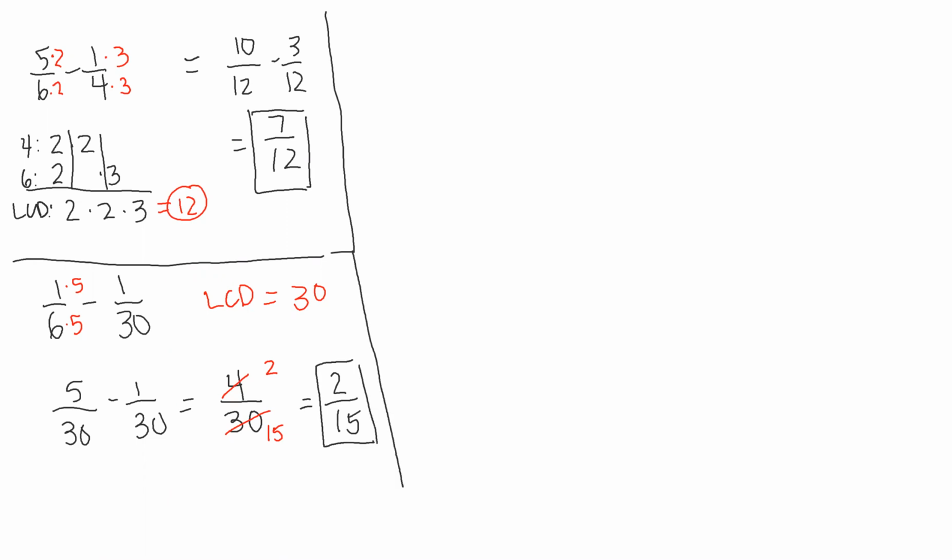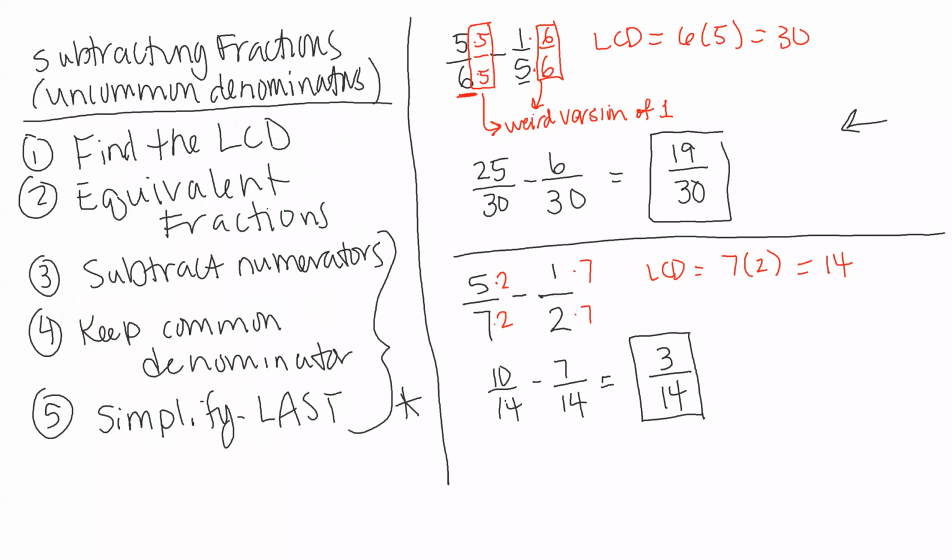So let's do just a really quick recap. Subtracting fractions with different denominators, you find the LCD. You look for equivalent fractions. Using the LCD, you subtract your numerators. You keep the common denominator. You simplify last. We did do one really bizarre, very uncommon exception to the simplify last, but otherwise you simplify last. So we looked at some quick tricks for finding the LCD.